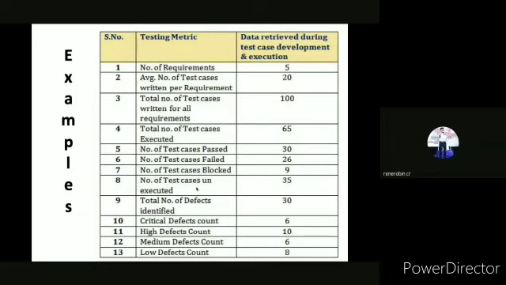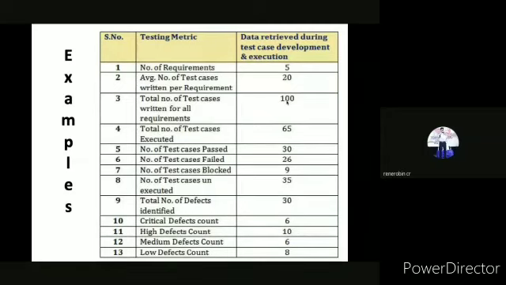For example, the number of requirements is 5 and the average number of test cases written per requirement is 20. So if the average number of test cases written per requirement is 20, then for 5 requirements it is 100. The total number of test cases I have written is 100. So the number of requirements is 5.